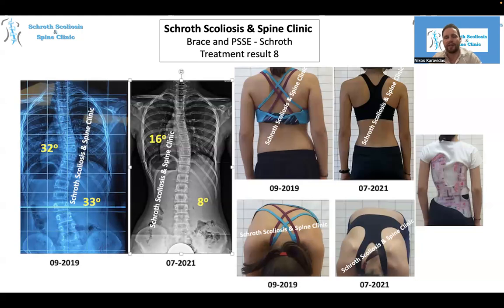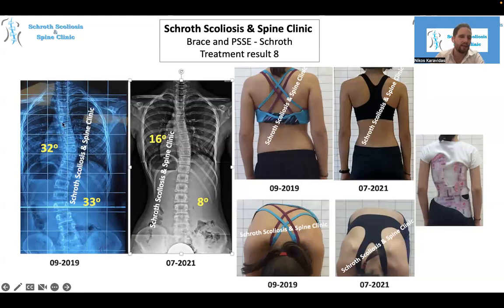This is one thing, the initial brace design, and of course, later on during the treatment process, you need to make the proper adjustments to the brace because the patient is growing up and the brace should be modified in some way. And this is also something that is done personally by me for every patient in my clinic.